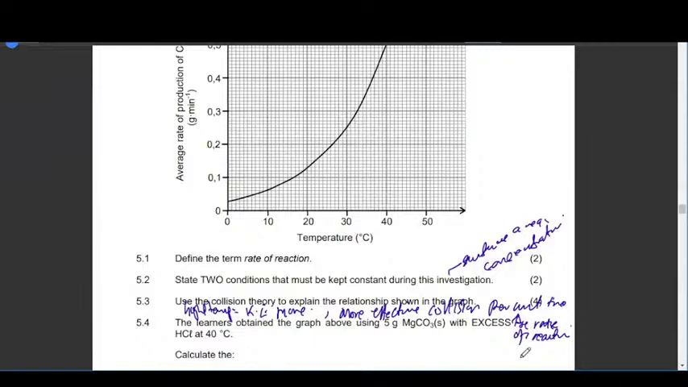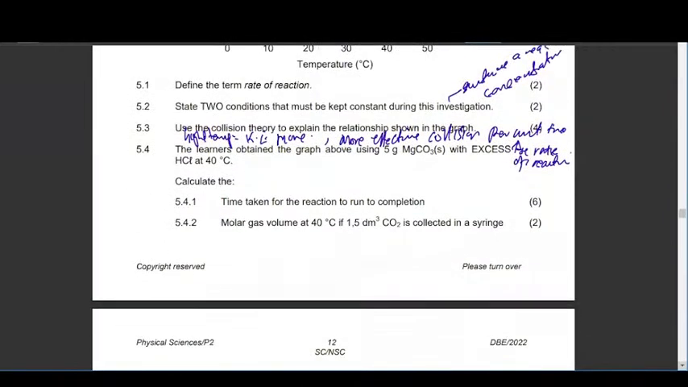So basically the key points when I'm marking are: high temperature correlated with more kinetic energy, more particles will collide effectively, or more effective collisions per unit time, and then there will be an increase in the rate of reaction.